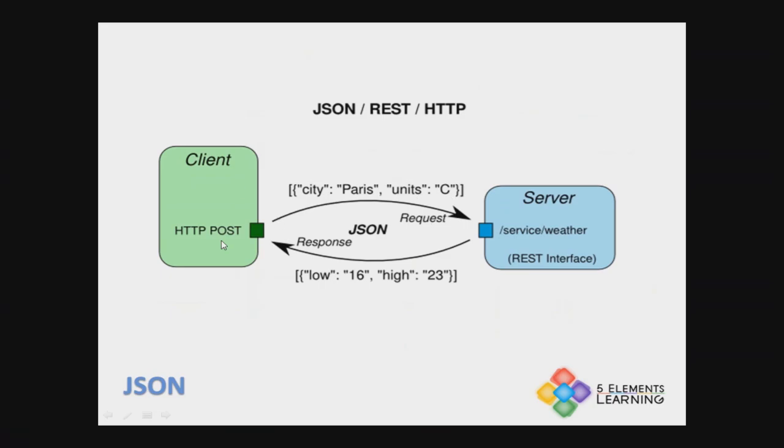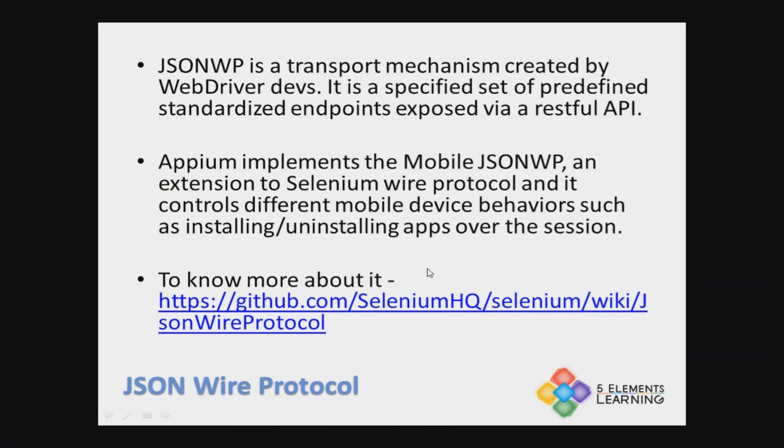you have a client, you send an HTTP post, JSON request where you have the data. So it says city is Paris, unit is centigrade, to the server. The server has a weather service and it sends back the response again in a JSON format. So this is basically using your JSON, REST and HTTP interface just like APM will be using.